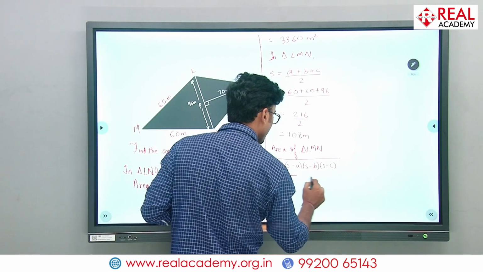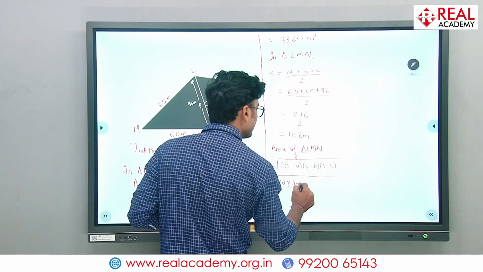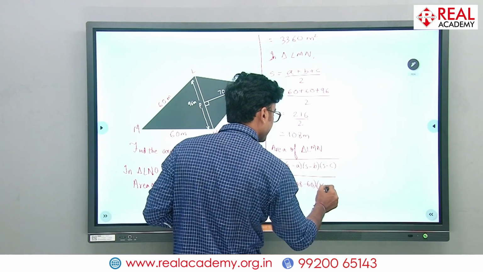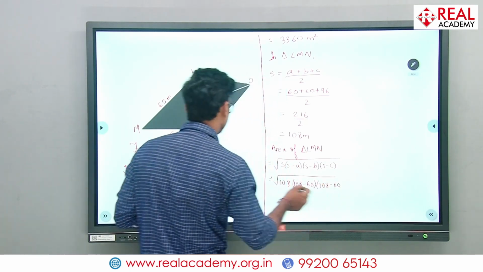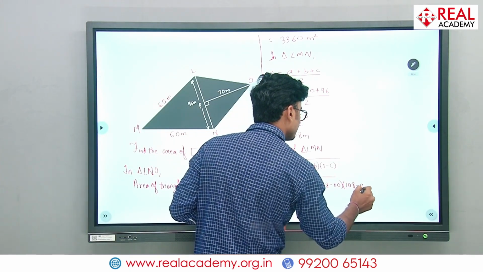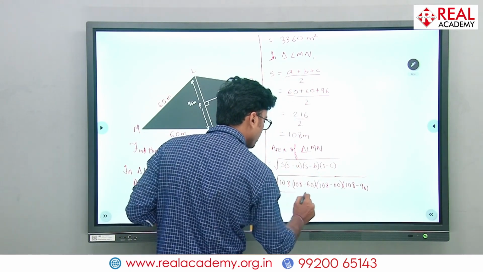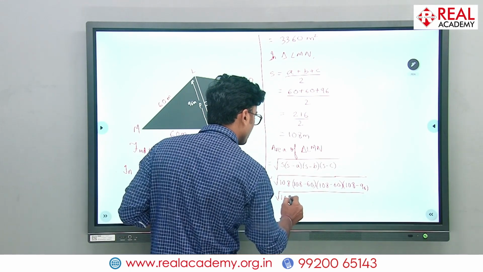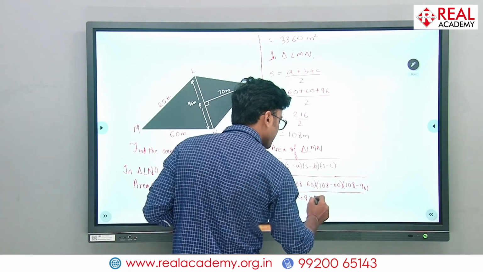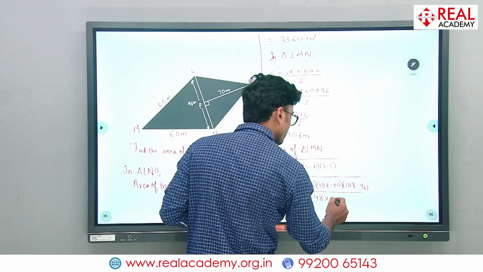So this is equal to the square root of 108 multiplied by 108 minus the first side, which is 60, the same as the second side, again 60, and the third side is 96. So the third bracket will be 108 minus 96. If you solve this, the value is square root of 108 multiplied by 48, again 48, multiplied by 108 minus 96 is 12.